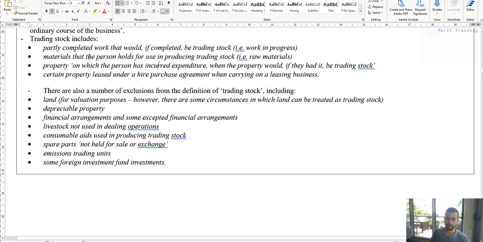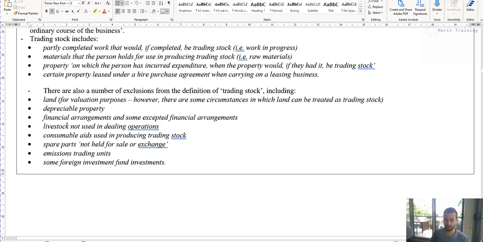Number one, land, unless of course you're in a very specific situation where you deal in the sale of land, like a land dealer, but otherwise land is not trading stock. Depreciable property is not trading stock, neither are financial arrangements. Livestock is not, because that's dealt with under a different section where we talk about farming. Livestock is trading stock under those provisions, but if it's not used in dealing operations, for example, if you're just a farm and you own a farm, that's not trading stock.